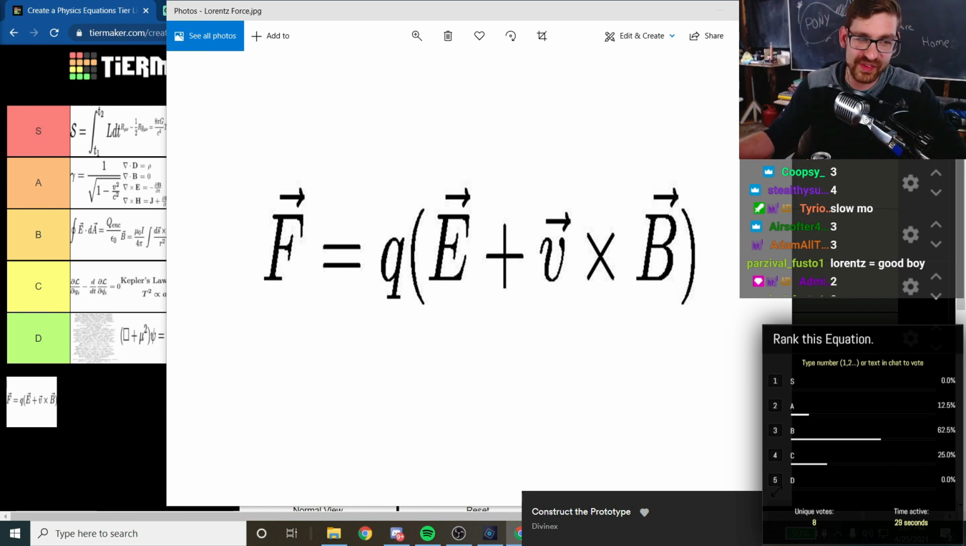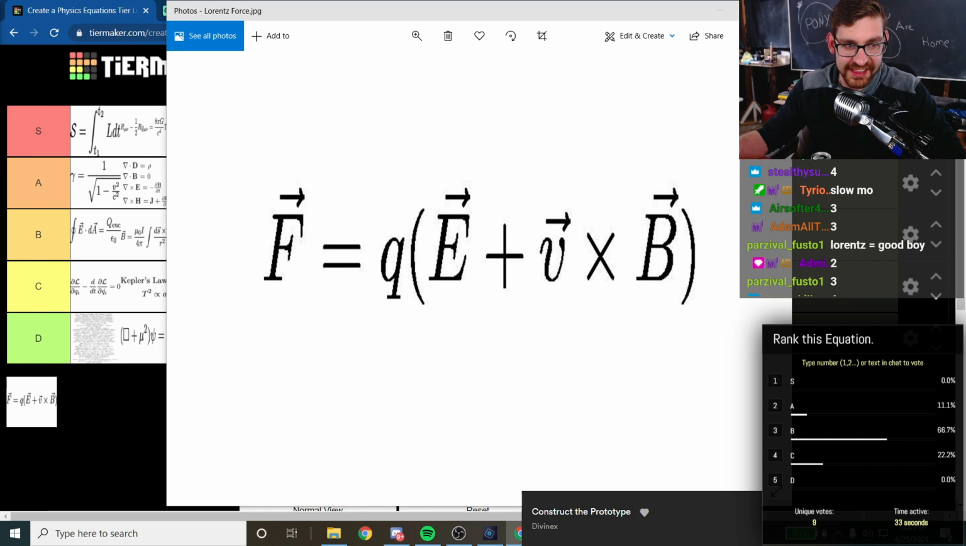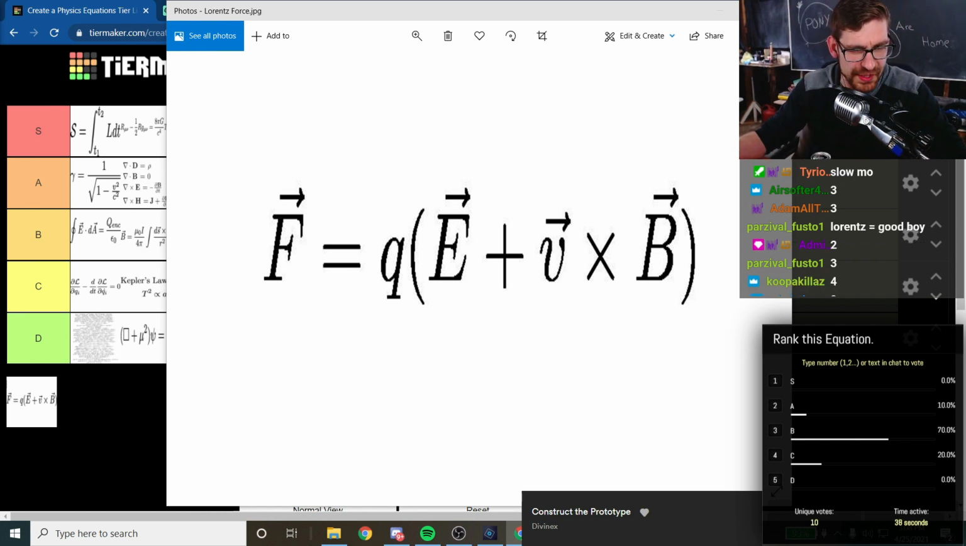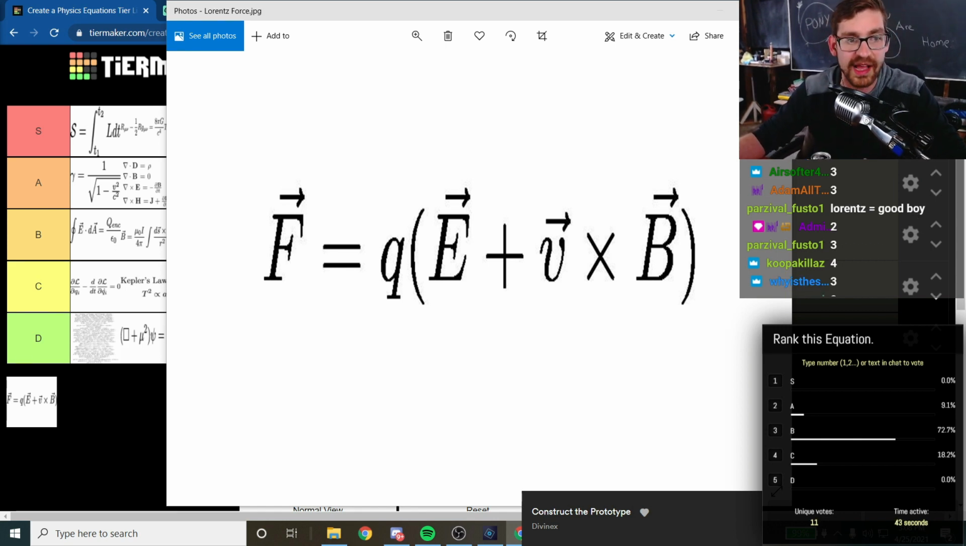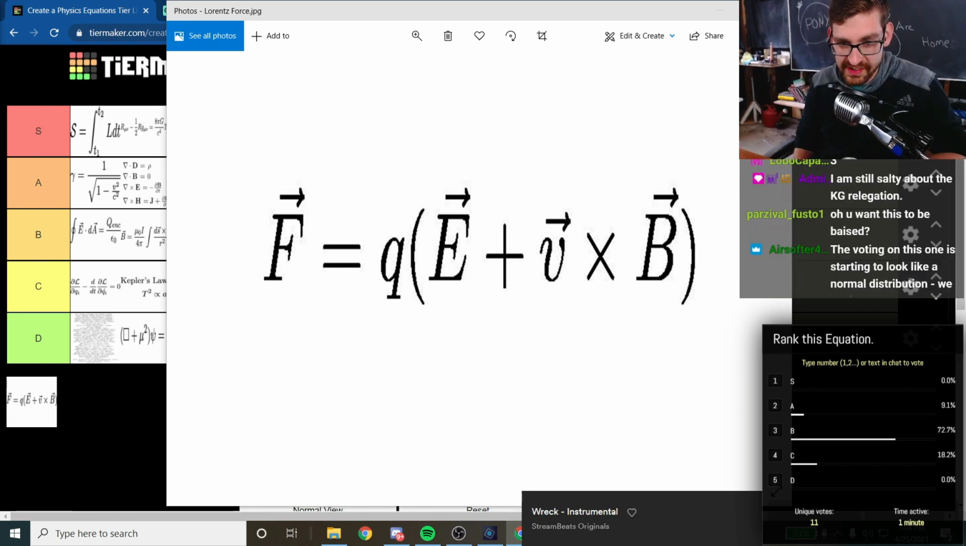You know, I think this one, we can all end on a good note. I think this is a comfortable B, maybe in the middle of the road. I don't feel bad about that. You know, of course, this one's very useful to a lot of things. Like you see it for a long time in electricity and magnetism classes, right? The voting on this one's starting to look like normal distribution.